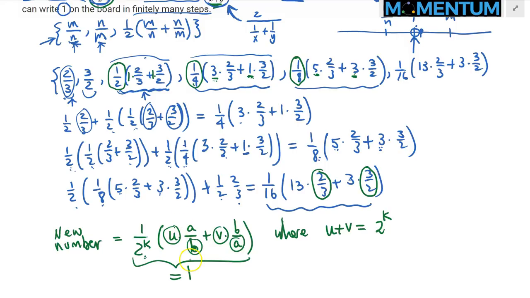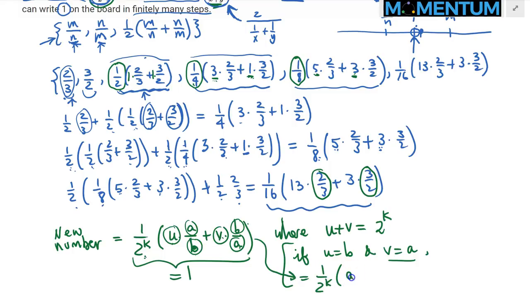So, wishful thinking, whatever you call it, if u was equal to b and v was equal to a, then because these things will cancel out, u and b, we will be left with a here, and then v and a will cancel out, and we will be left with b. Then this expression turns out to be equal to 1 over 2 to the k times a plus b.